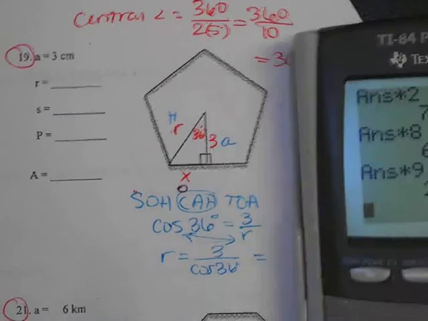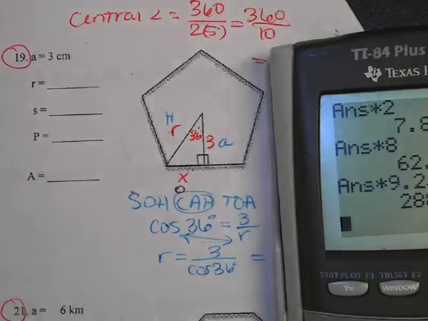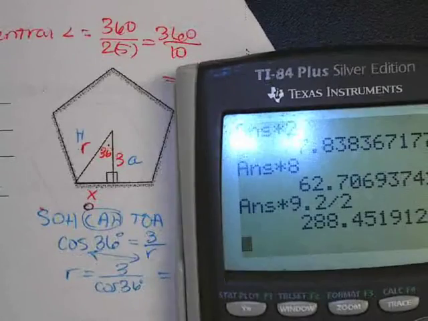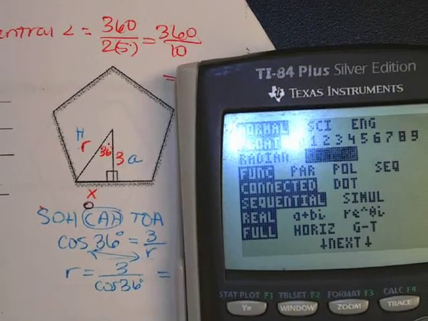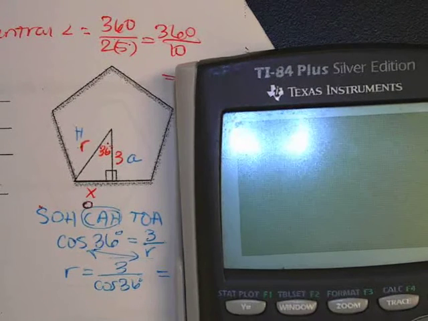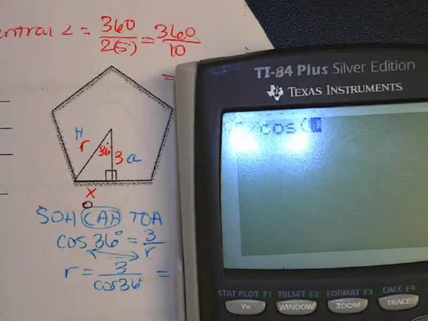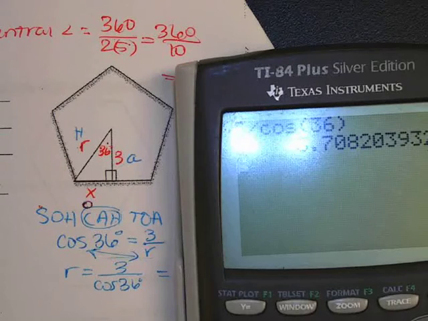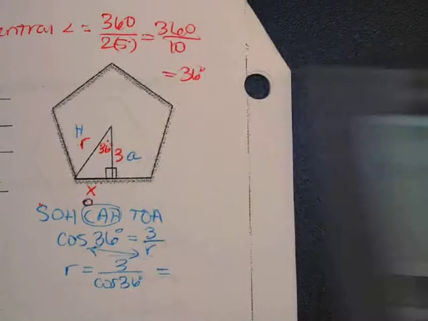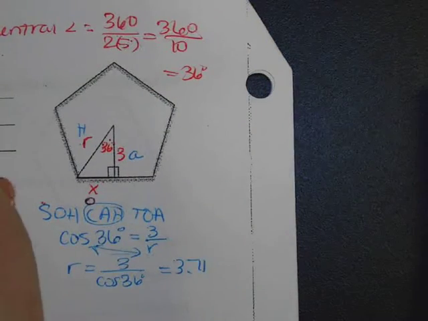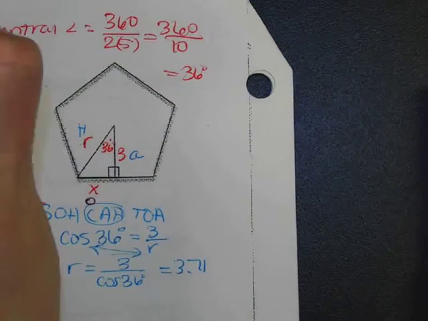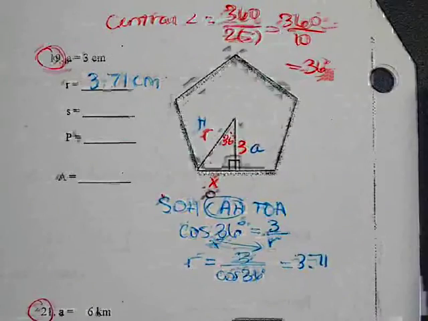So I'm going to, on my calculator, zoom out a little bit. So clear it. You want to double check that your mode is highlighted on degree. If it's not, click enter on degree. And I'm going to do 3 divided by cosine 36, which comes out to 3.71. Okay, so 3.71 centimeters is my radius.